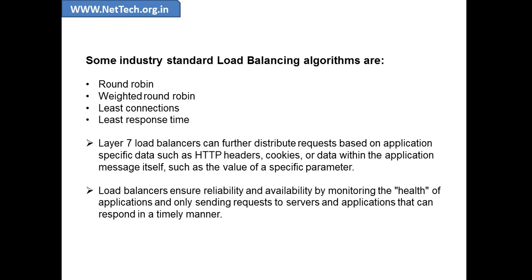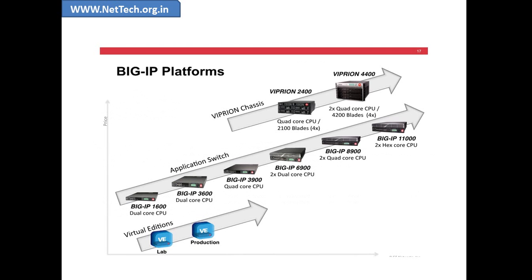Here are some industry standard load balancing algorithms: round robin, weighted round robin, least connections, least response time. Layer 7 load balancers can further distribute requests based on application specific data such as HTTP headers and cookies with the help of iRules. Load balancers also ensure reliability and availability of servers as well as applications.